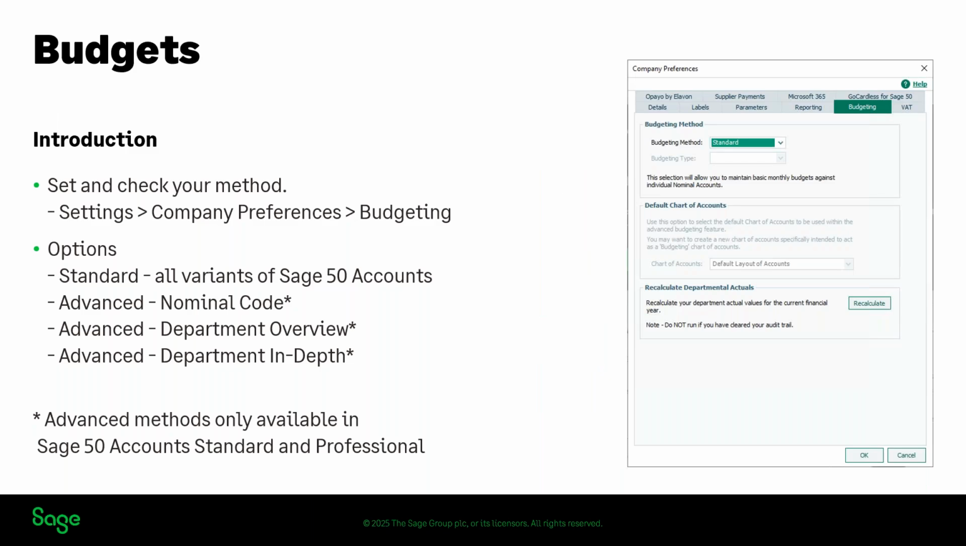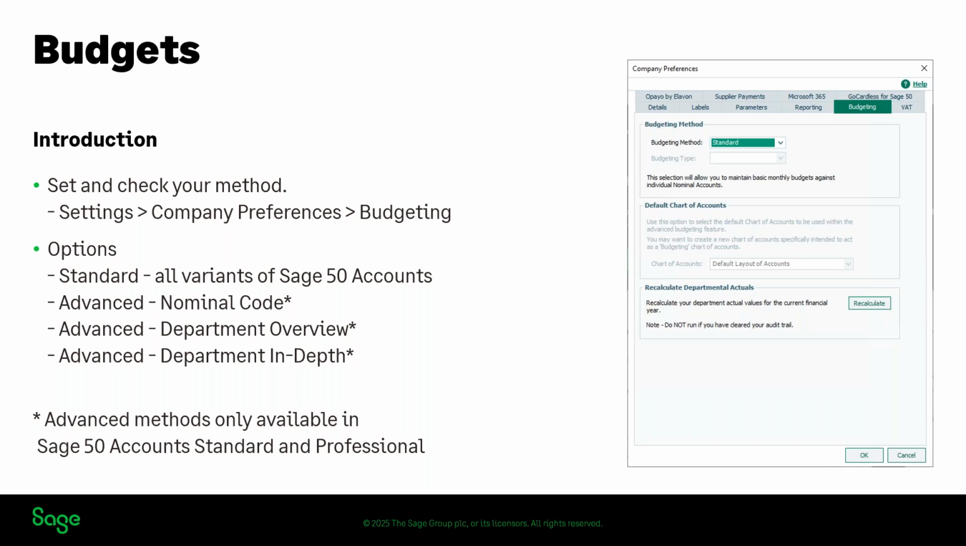So again, just as a little bit of background to budgeting in Sage 50, it's easy to set and check your method: just settings, company preferences, and then you've got the budgeting tab. Your screen may look a little bit different to the screenshot I've got there because it can be dependent on what options you've got enabled in your software, your resolution, etc. Even just your color scheme can look a little bit different. But you'll have the budgeting tab at the top, and then you'll have the budgeting method area.